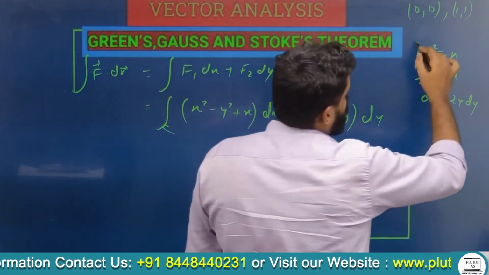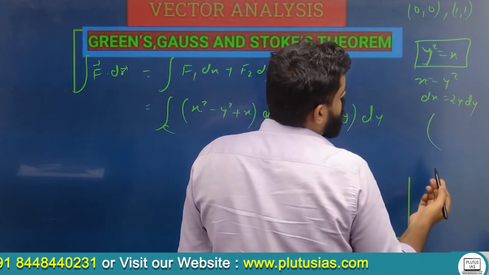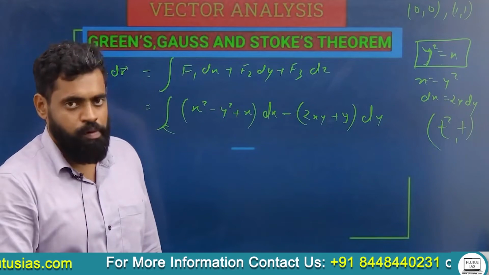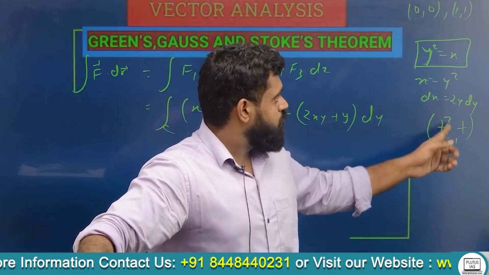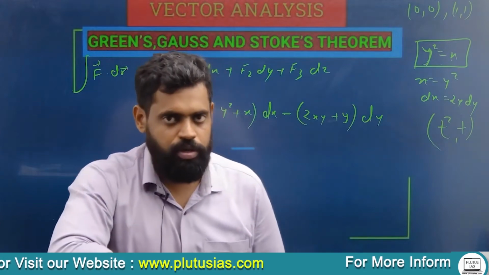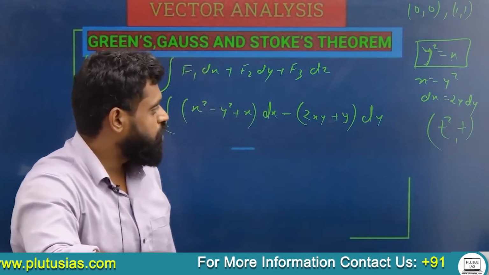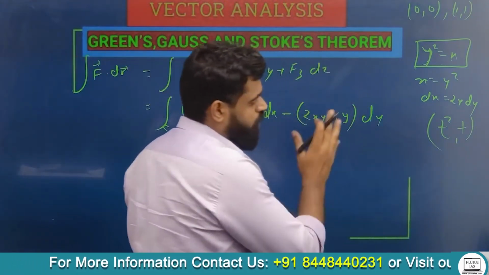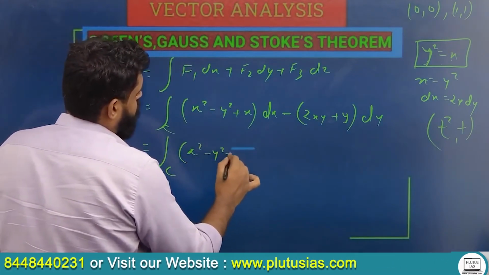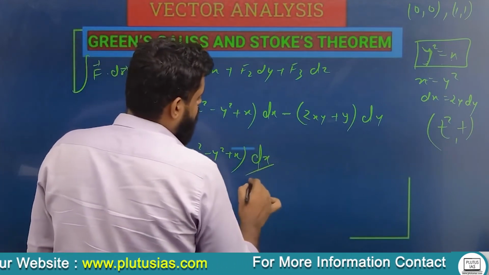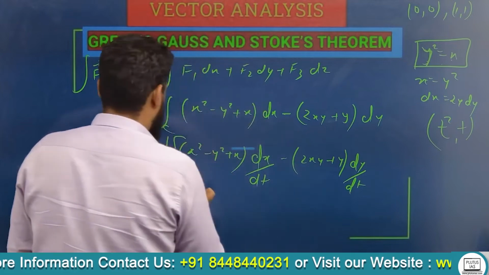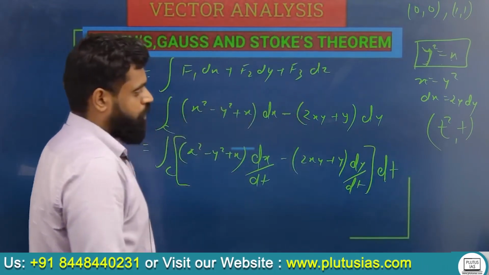If I convert it into parametric form, any point on this curve will be of the form t square comma t. So if I put x equal to t square and y equal to t, we have the parametric form. So what do we do here? We can write it as x square minus y square plus x, dx by dt, minus 2xy plus y, dy by dt, into dt.